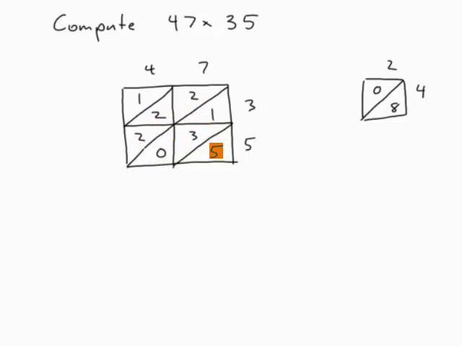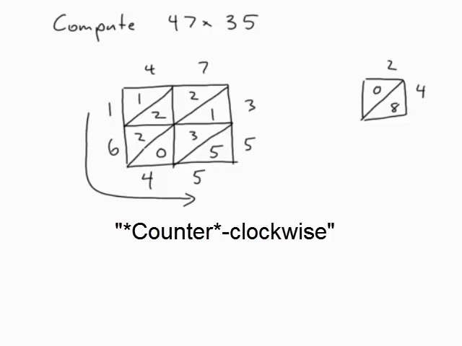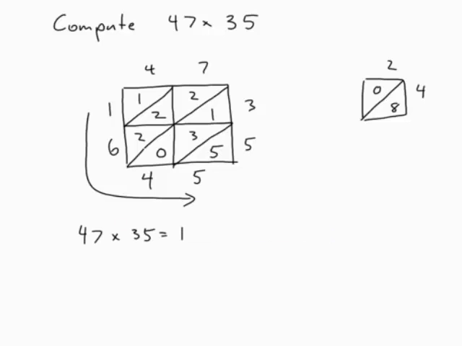In the bottom right, we have 5. Next, we have 0 plus 3 plus 1, which is 4. Then we have 2 plus 2 plus 2, which is 6. And then we have 1. To read off the final answer, we start from the top left and move around clockwise. The final result of this calculation is 1,645.